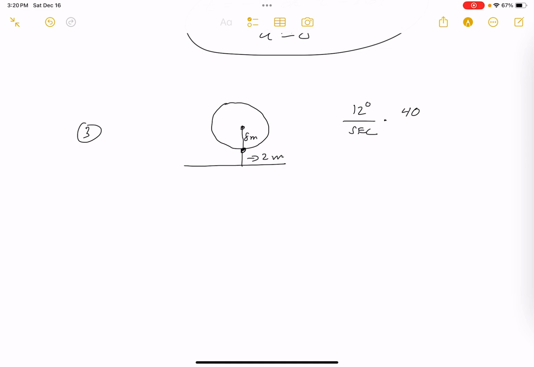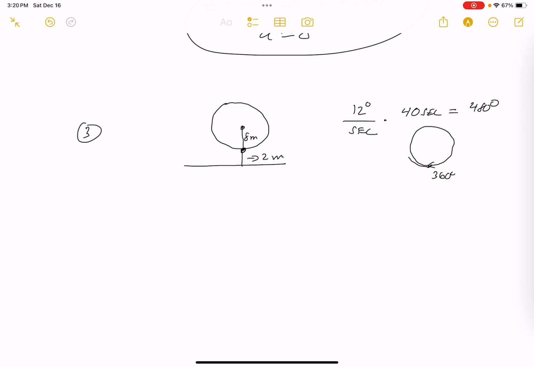So I got to write this over here, 40 seconds. And that's going to be how much it rotates around. That's going to give you 480 degrees. No matter how it's rotating, 360 degrees puts it back at its starting position. But then it goes 480, so it's got to go more. How much more? That would be 120 degrees, right?